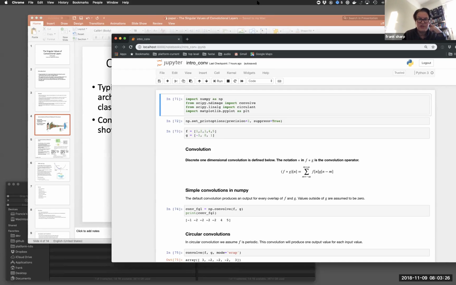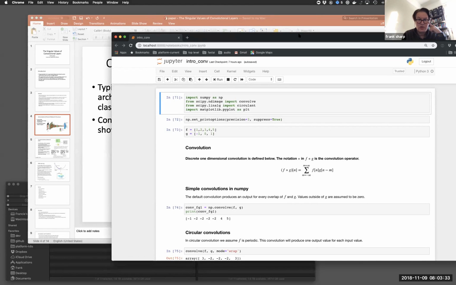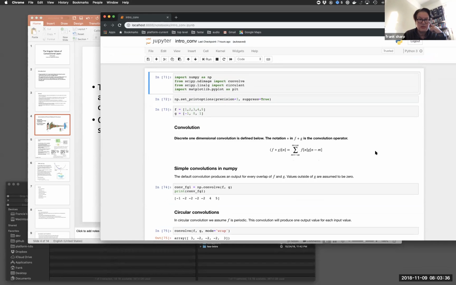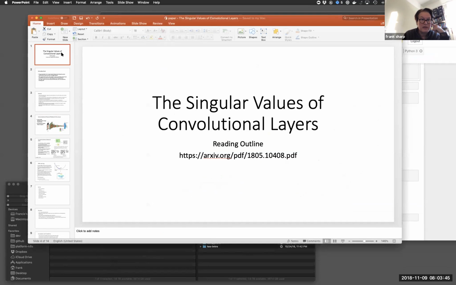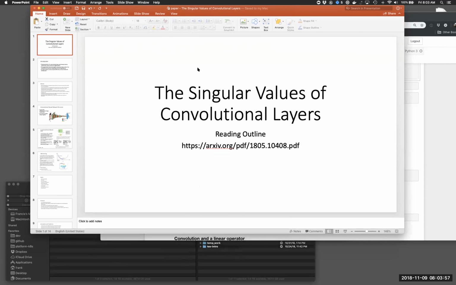So, can everyone see that? Yep, I can see it. Okay. So, let's see. And, okay, can you see this? Singular values of convolutional layers. Yep, looks like everyone can see it. Okay, great.